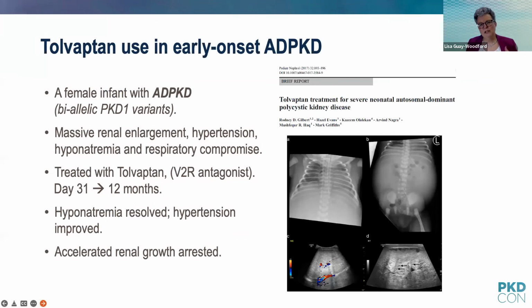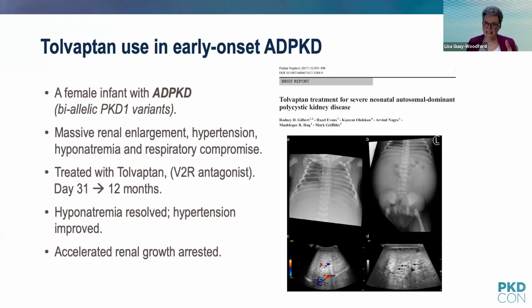Now, I want to just bring to your attention the use of tolvaptan in very early onset disease. And this is a little cherub that was reported from the UK who was born with not one, but two abnormal copies of the PKD1 gene. And she had massive renal enlargement, hypertension, hyponatremia, respiratory compromise, and she was treated with tolvaptan from 1 month of age to 12 months of age, and essentially tolerated it well and got better.